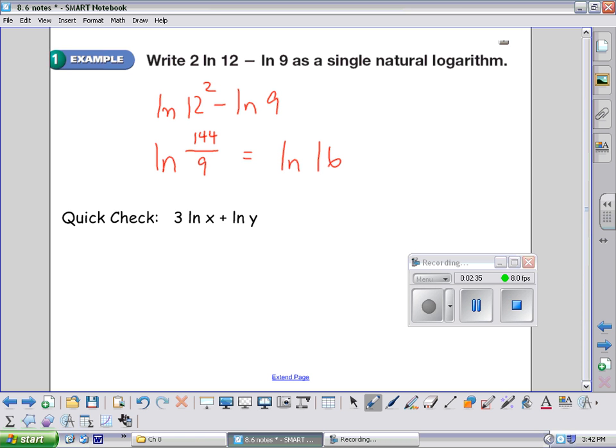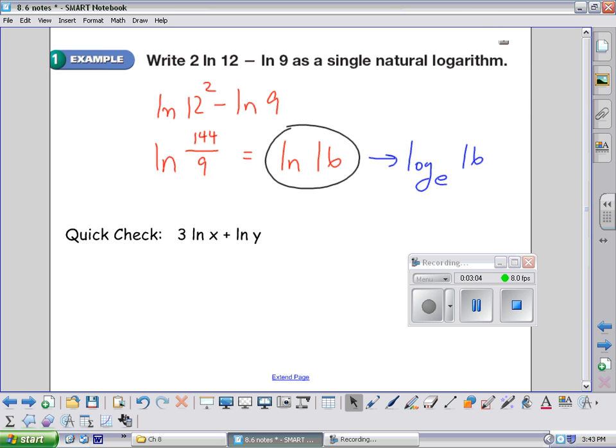We wrote it as a single log. We squished it together, basically. And again, to emphasize, this is log base e of 16. That's what that number represents: e to the what, 2.718 to the what, is 16? It should be between 2 and 3, and that's going to be in your calculator. We'll do this quick check together in class.